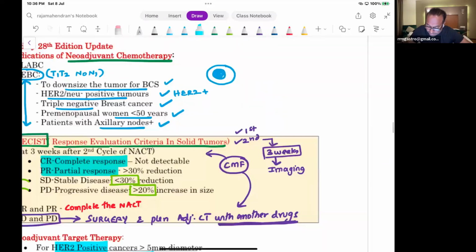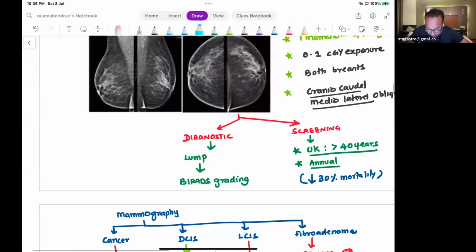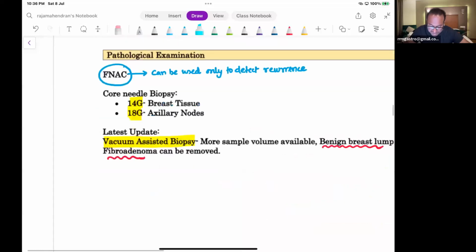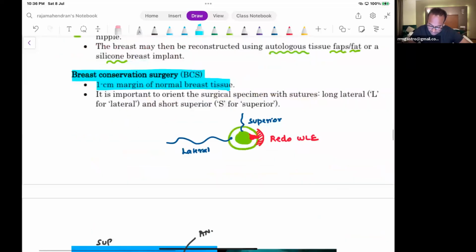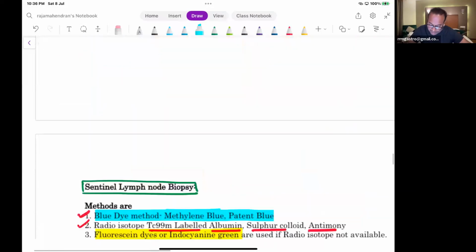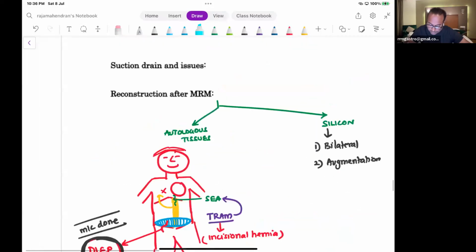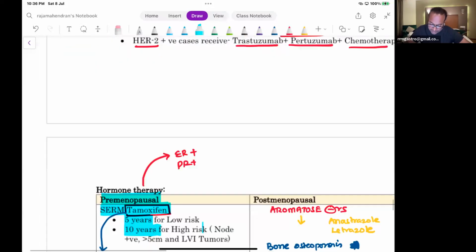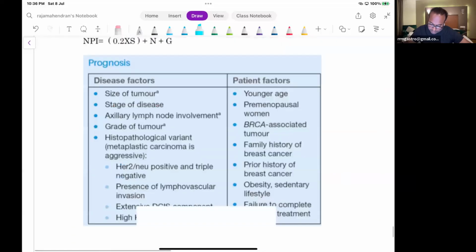Please remember, MRI without gadolinium contrast is done for this investigation. No CT, no PET CT advised for these patients. First point. These 4 differences I want you to remember for exam because it's a repeat MCQ. The next point, very important point.